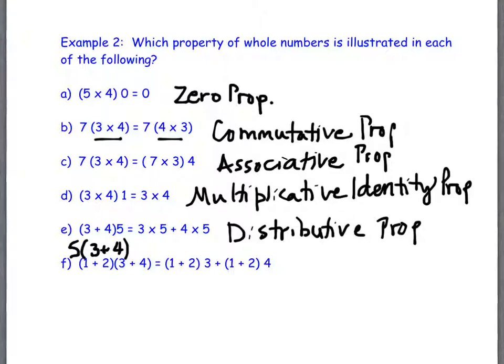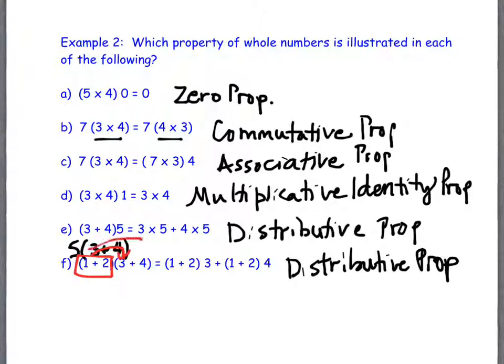How about F? It definitely looks odd. But what is it? It is the distributive property. Very good. What you actually see happening on this one is the 1 plus 2 is being distributed to the 3 or to the 4. So you see the 1 plus 2 now being multiplied by 3, and the 1 plus 2 now being multiplied by 4. It looks odd, I know, but it is just an application of the distributive property. Any questions on those?